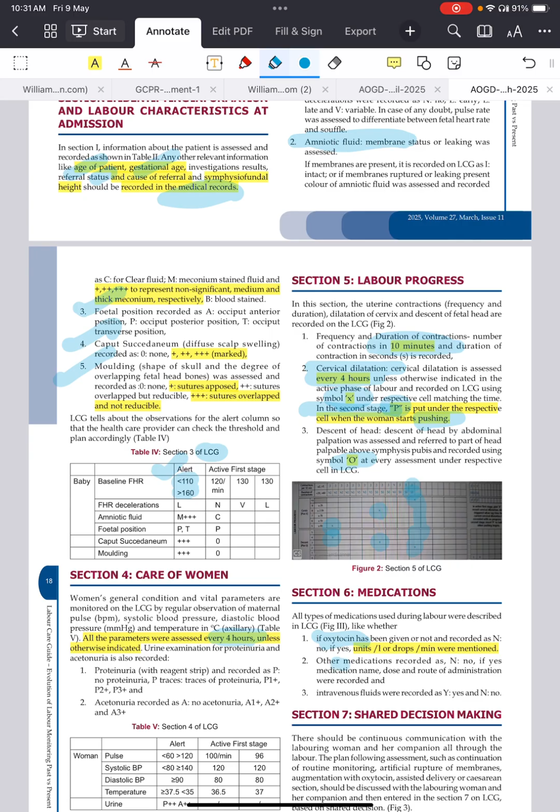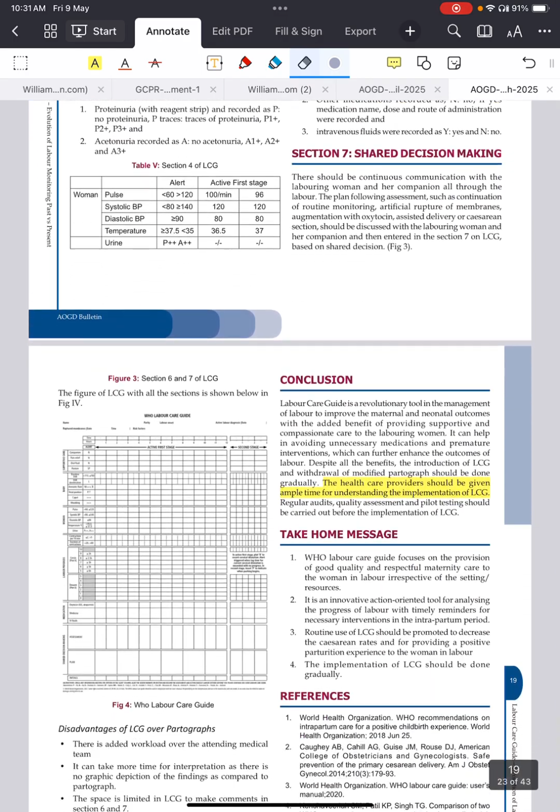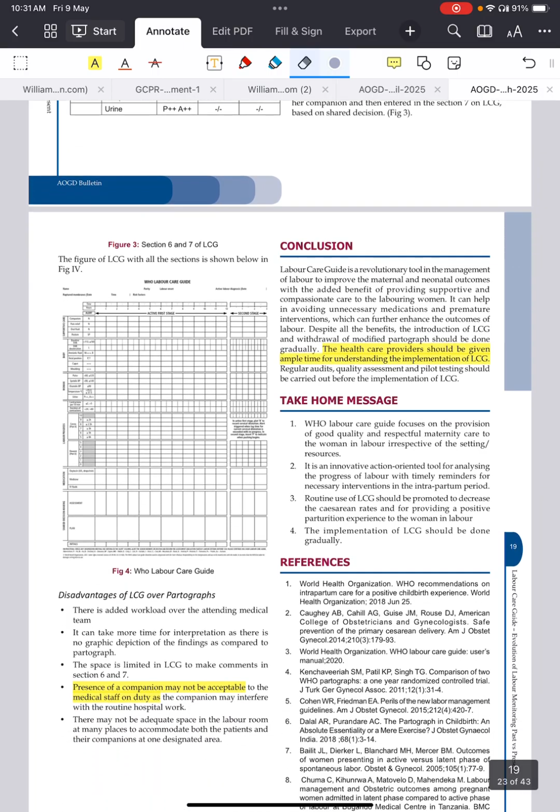Medications also, if oxytocin or any other medications, then we'll mention that. Even IV fluids also, if present, yes or no, you'll write that. So these are things like the fetal heart rate, fetal membranes, fetal position, caput succedaneum, and care of the mother. Labor progress should be maintained like uterine contractions, cervical dilatation, and descent of the head. Even medications, if used, what is the medication and how much amount is used should be written. Shared decision making should be taken, and this is the labor care guidelines.